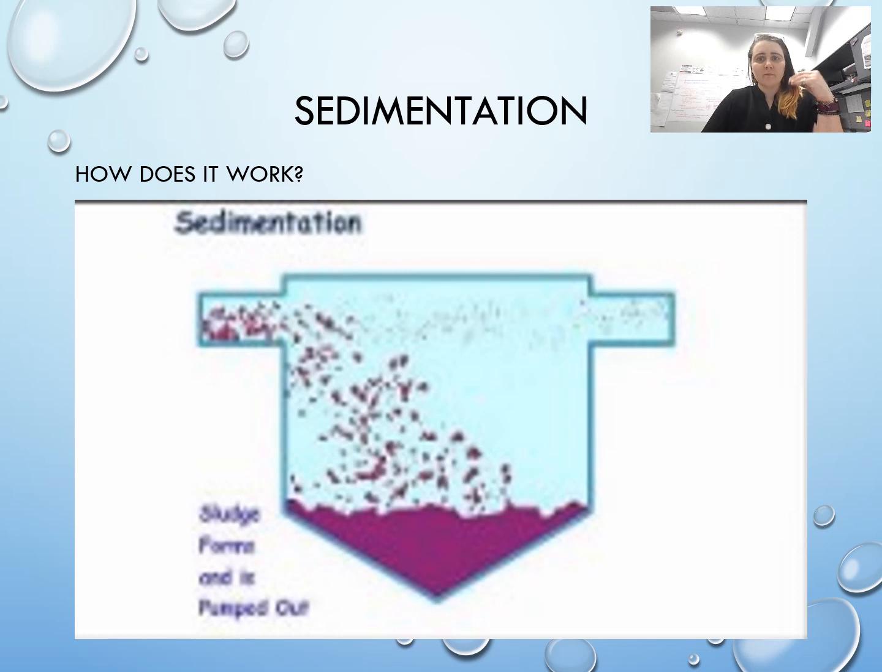There we go. So water comes in the top, and this basin is shaped with kind of a hopper shape. It's got a bottom, basically a cone shape that allows us to pull those solids in. So you can see here we accumulate sludge, and it gets to a certain level, and then a sensor will turn on, or somebody will turn on a pump and they'll pump that sludge out of the system. So that's how sedimentation works.